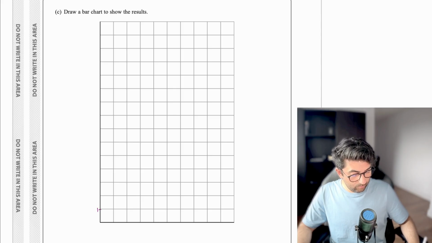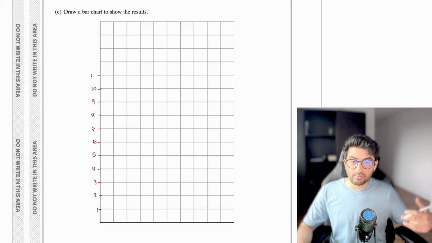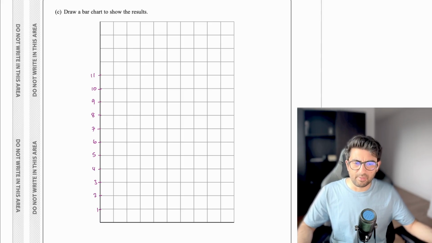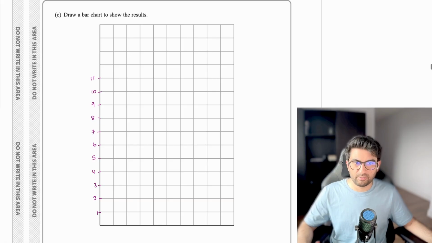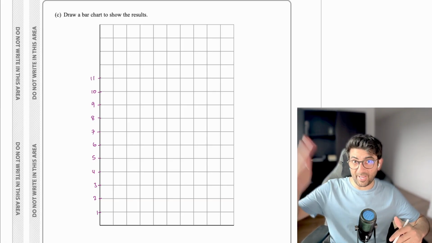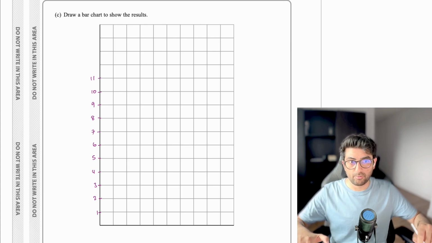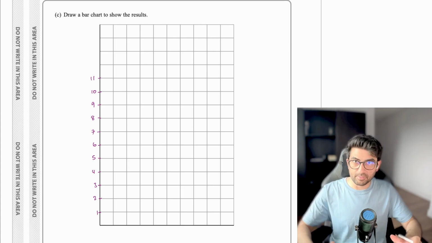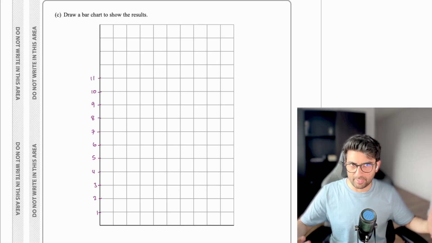1, 2, 3, 4, 5, 6, 7, 8, 9, 10, 11. Okay, so that's all we need, because we only need to go up to 11. That's fine. I think we can work with that. A bit of a pro tip there. Before you start drawing a bar chart, try and organize your axes. So the y-axis going up and the x-axis going across. Make sure they work first. Then it becomes a lot easier to draw the little rectangles.